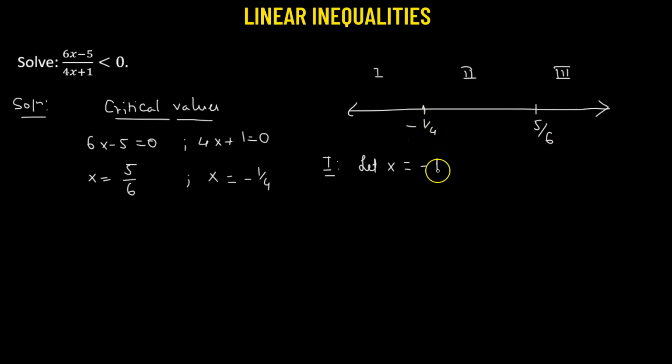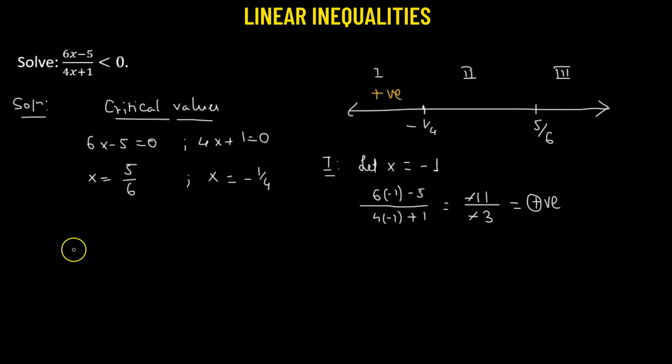So we'll take negative 1 and substitute into the rational expression. So we have 6 times negative 1 minus 5 divided by 4 times negative 1 plus 1. That means we have negative 6 minus 5, so that's negative 11, divided by negative 4 plus 1, so that's negative 3. The negative and negative goes away, we have a positive value. Now this is going to be true for any values of x which is less than negative 1 over 4. So in region number 1, we have obtained a positive value.